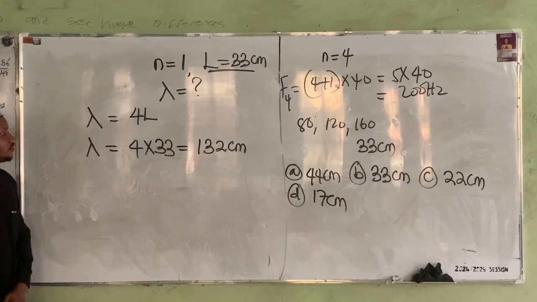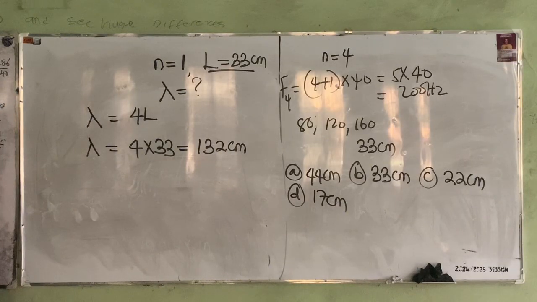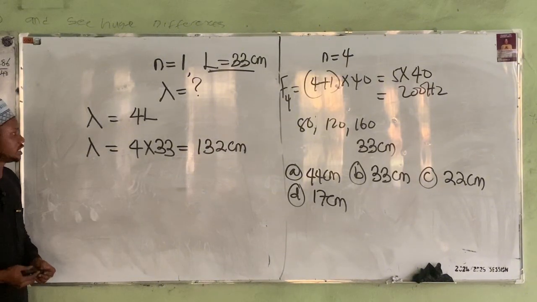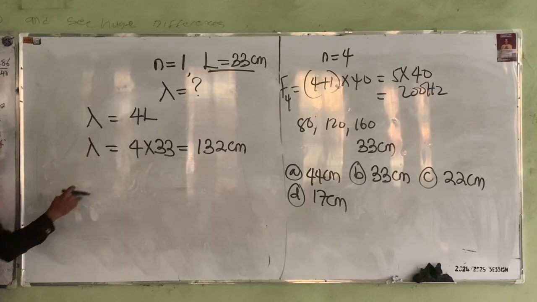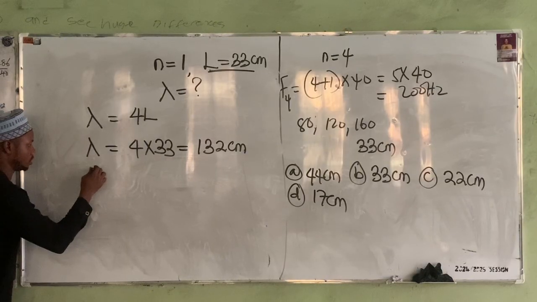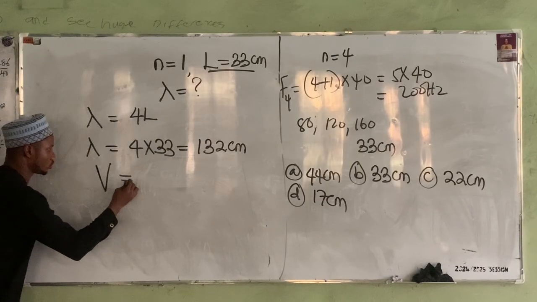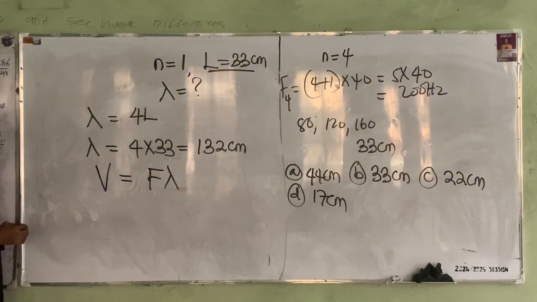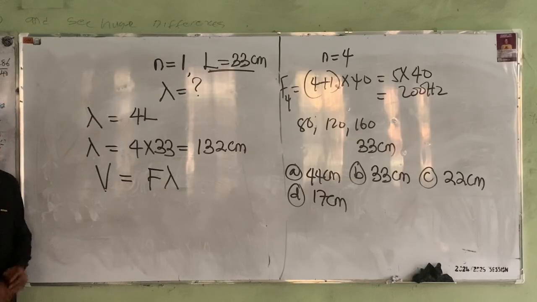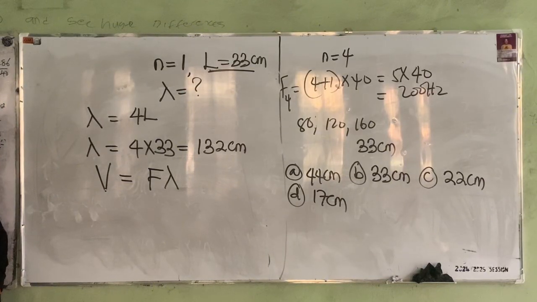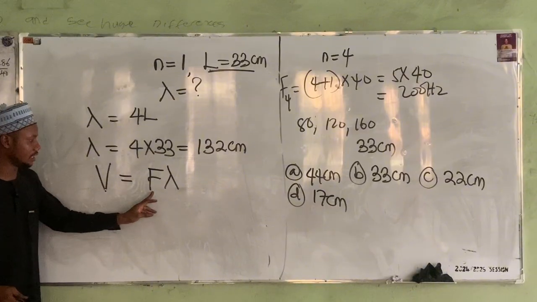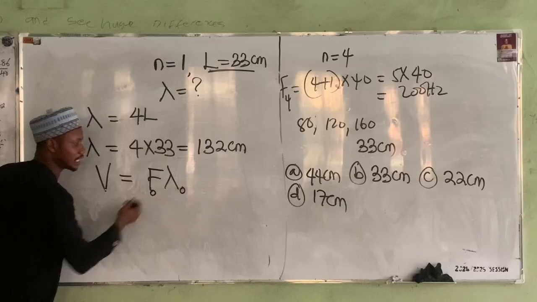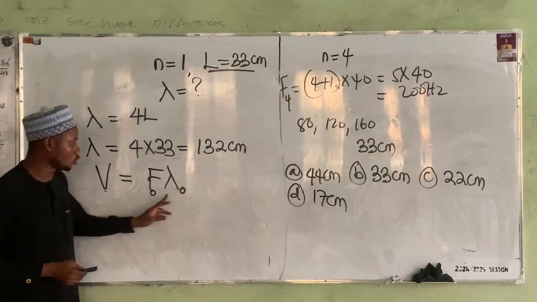So now how do we calculate the overtone wavelength here, class? We have to relate this in terms of the overtone frequency. So how do we relate this in terms of the overtone frequency? Remember that we have V equal to F lambda. So class, if I relate this frequency, which is the fundamental frequency, it will go with what, class? The fundamental wavelength, right? Fundamental frequency goes with fundamental wavelength.